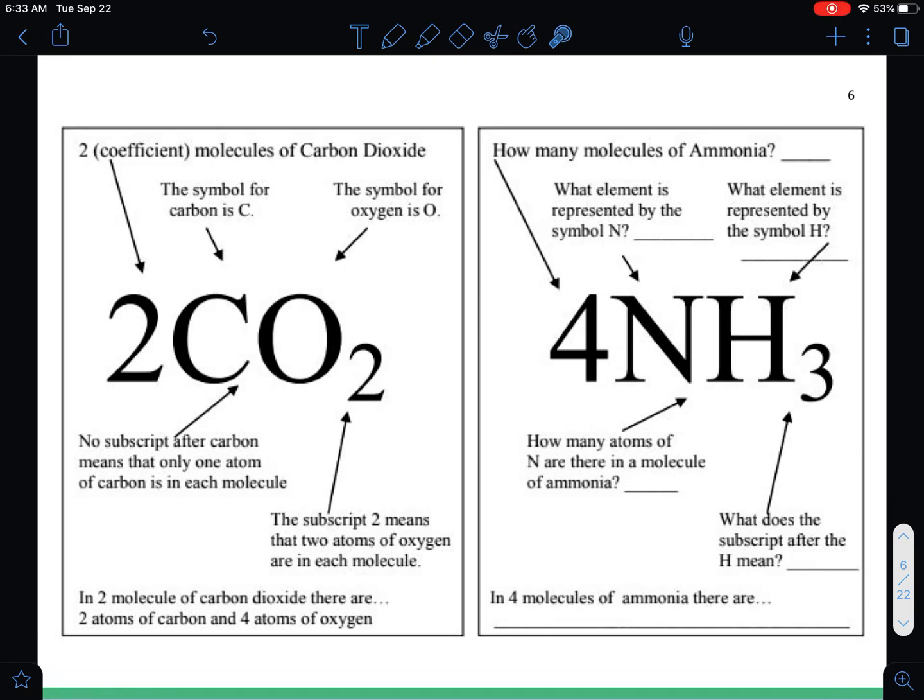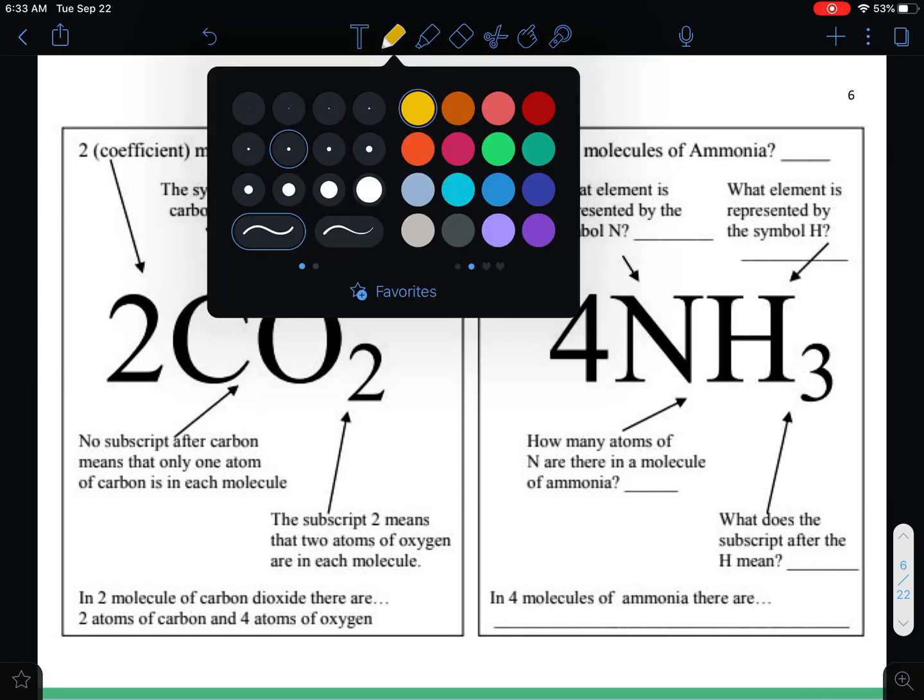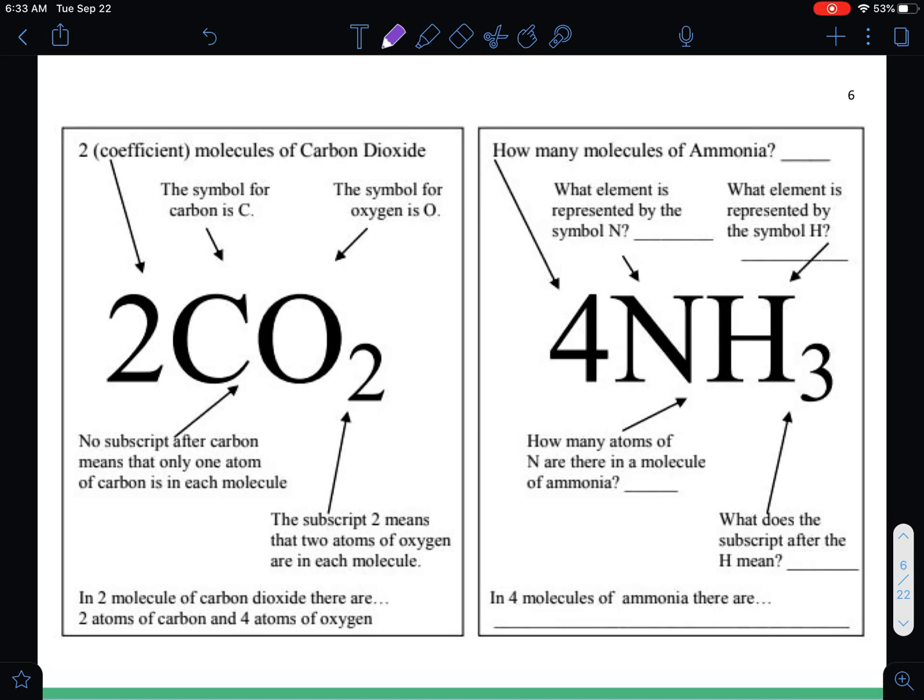So let's get some practice with ammonia. If you want to try this on your own first, pause the video, and when you're ready for the answers, press play. All right, let's walk through this. Okay, how many molecules of ammonia are there? There are 4 molecules of ammonia because we have a coefficient of 4.